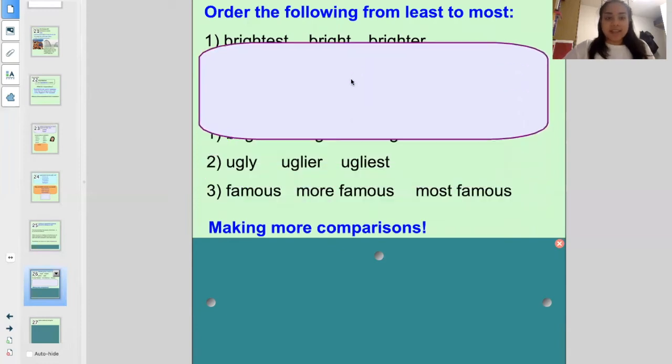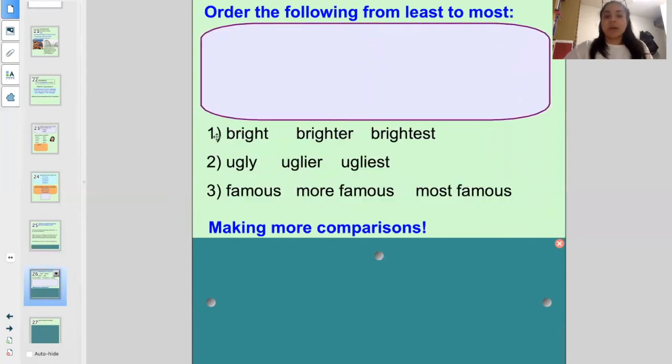Great. Hopefully you would have got the following. So the first one is bright, brighter, and then brightest. So this is least to most. Brightest, our superlative, being the greatest, the highest, the best, at the top of the list. Okay, so then we've got ugly, uglier, ugliest. So as we go further down the list, the word becomes more and more of the word.